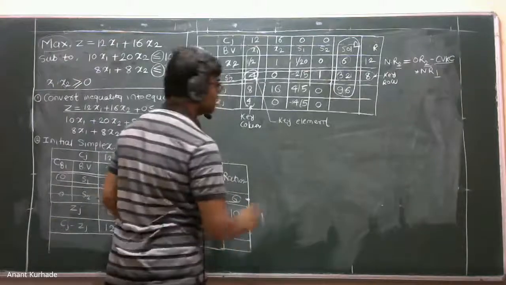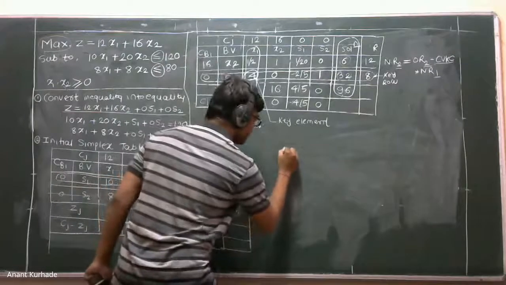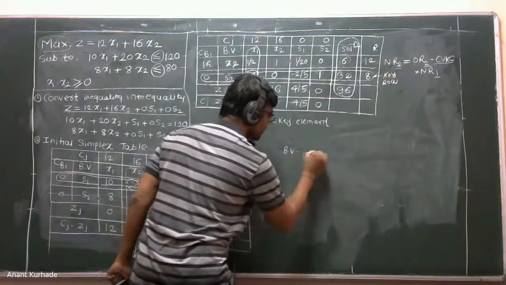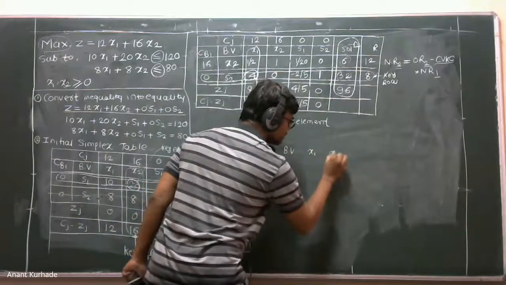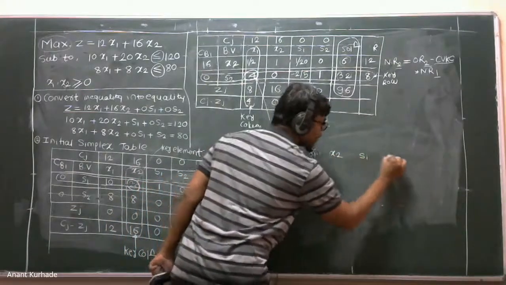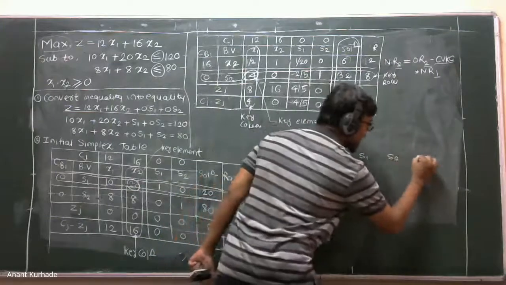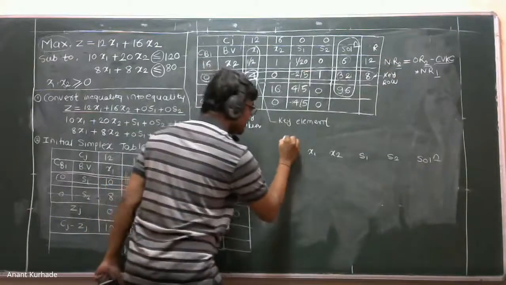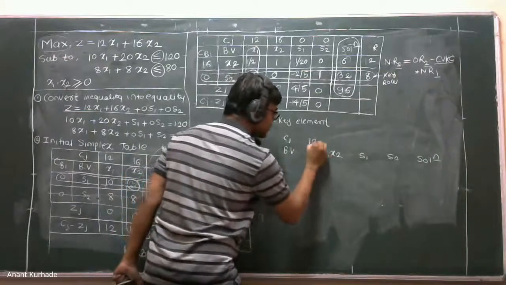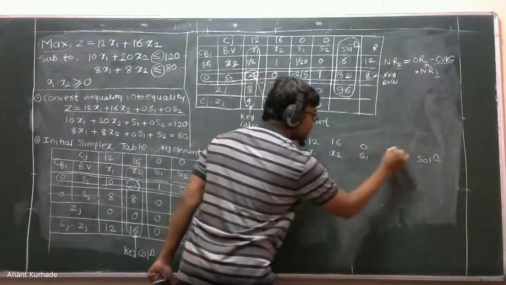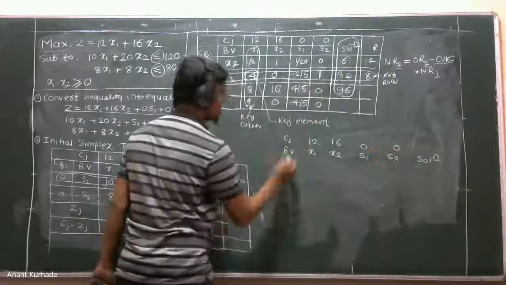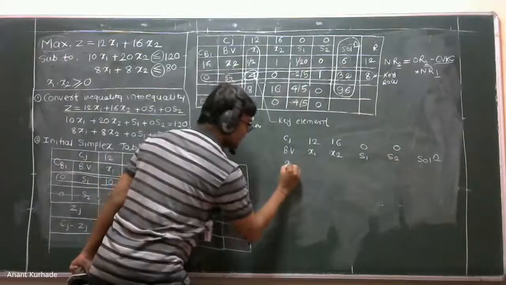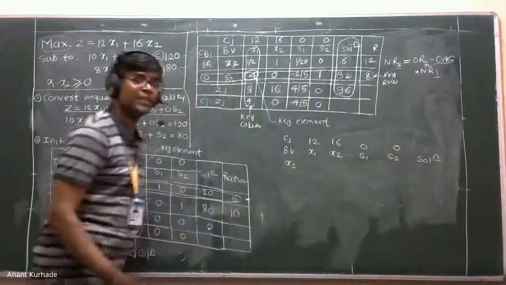Okay, next simplex table. Again, same. Write down first BV, basic variable. Write down here x1, x2, s1, S2 and solution. R is not required. Above this Cj. Now put as it is 12, 16, 0, 0. Write down below. Now x2 is as it is.